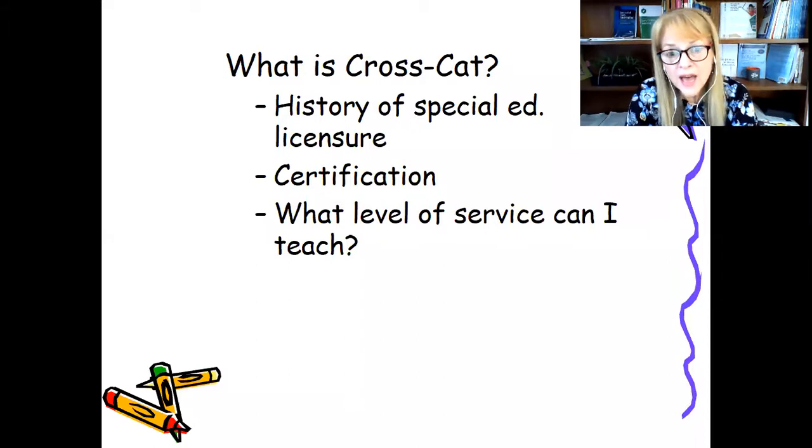And how did this affect teacher certification? Well, in the beginning, teachers were certified in one certification. Back then, it was called mental retardation. Now it's called intellectual disability. Or they were certified in behavior disorders, which is now called emotional disturbances. Or they may have been certified in learning disabilities.